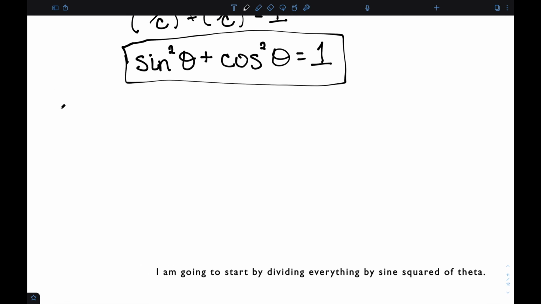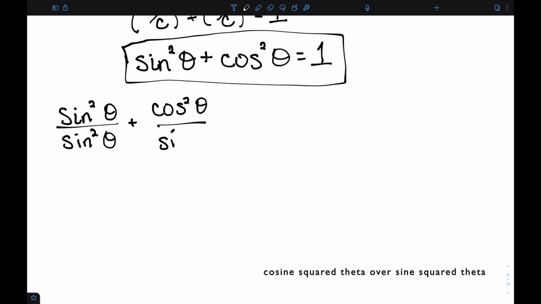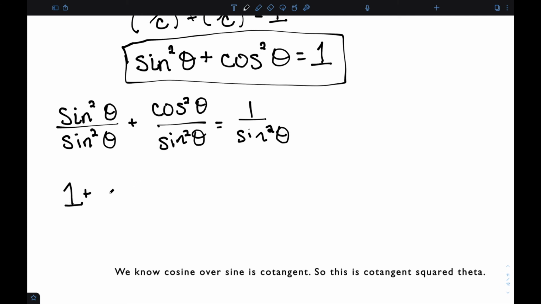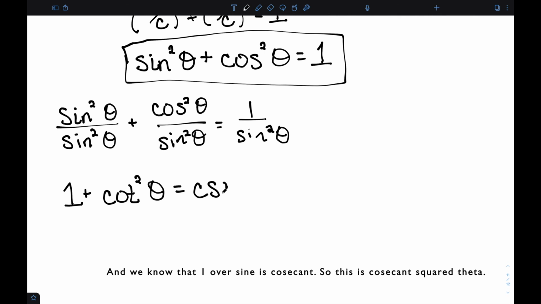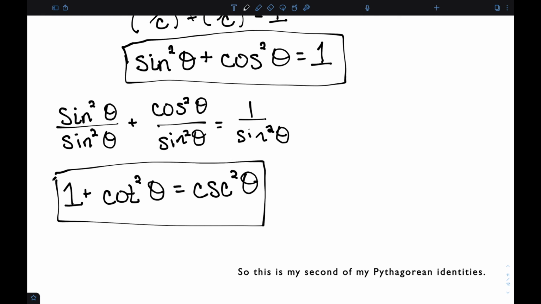I'm going to start by dividing everything by sine squared of theta. So I have sine squared theta over sine squared theta plus cosine squared theta over sine squared theta is equal to 1 over sine squared theta. So this is 1. We know cosine over sine is cotangent, so this is cotangent squared theta. And we know 1 over sine is cosecant, so this is cosecant squared theta. So this is my second Pythagorean identity.